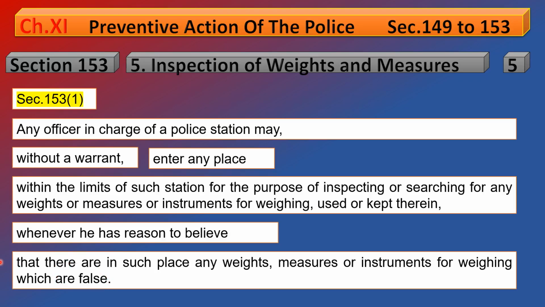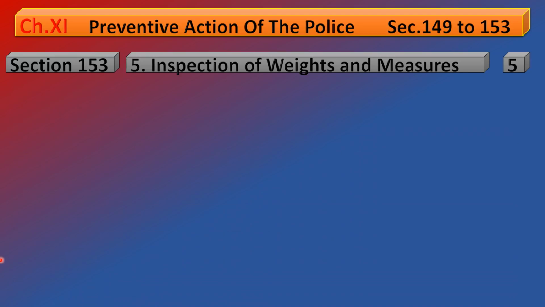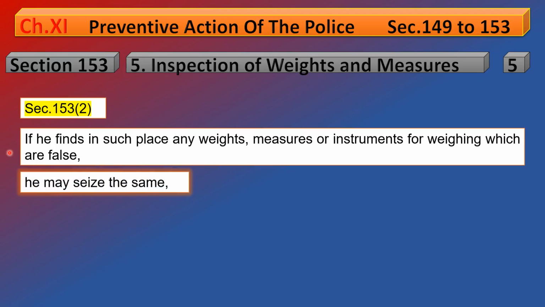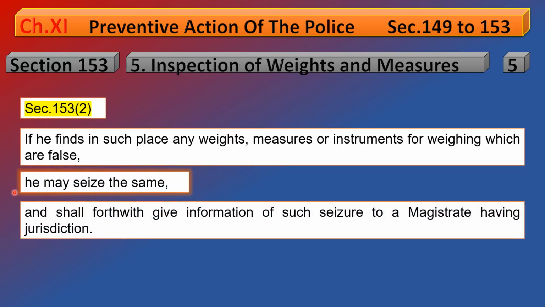I hope you don't need any explanation in this, that he can enter any shop, any place, and that should be within the limits of his police station, and without any warrant he can check the weighing machines or the instruments. However, subsection 2 of section 153 says if he finds in such place any weights, measures or instruments for weighing which are false, what he is going to do? He may seize the same and shall forthwith give information of such seizure to a magistrate having jurisdiction. So he has the power to take such false things in his custody. Subsection 1 says he can enter any place to check such measuring machines, weights, etc. Subsection 2 says he can take the seizure, he can take it into his custody and inform the same to the judicial magistrate. That's it.